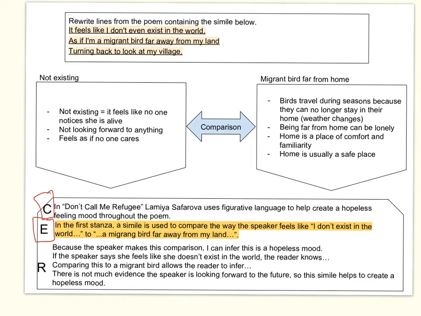Once that's done, now you can see that I have complete sentences as well as sentence stems for you next to the R. This first one is a complete sentence. Because the speaker makes this comparison, I can infer this is a hopeless mood. Okay? Then I have a sentence stem for you. If you see 3 dots at the end, then you know I have not completed the sentence. I've just set the sentence up for you, and I want you to answer it with what you know.